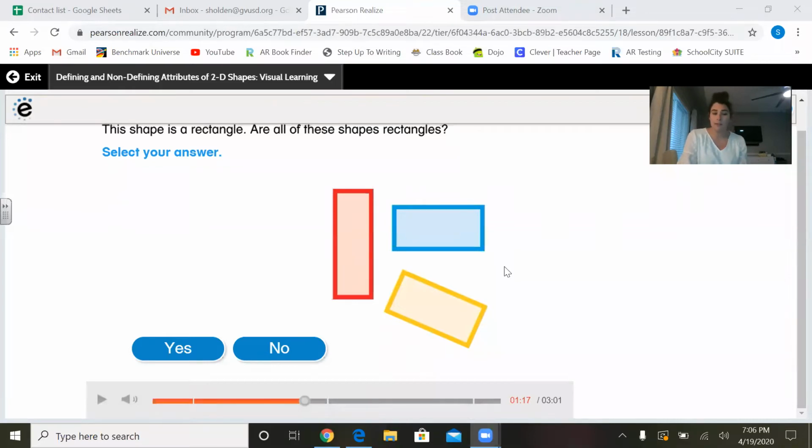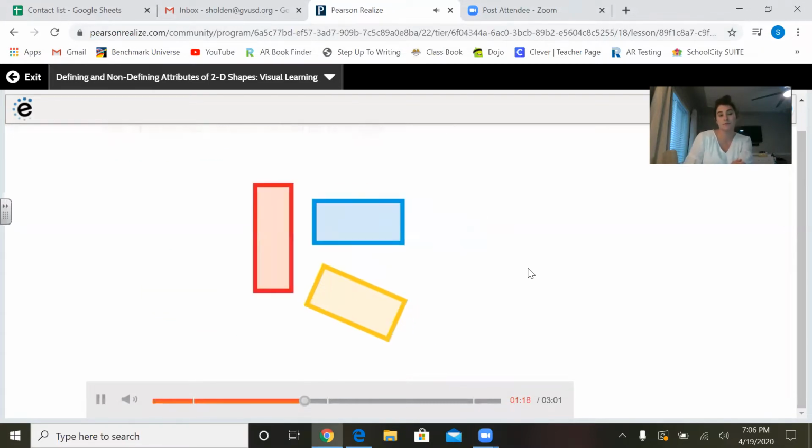So now if I go back over to our screen, it wants to know, are all of these rectangles? Yes, they are. Yes, they all have the traits needed for rectangles.